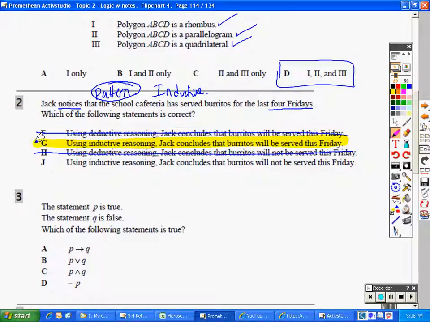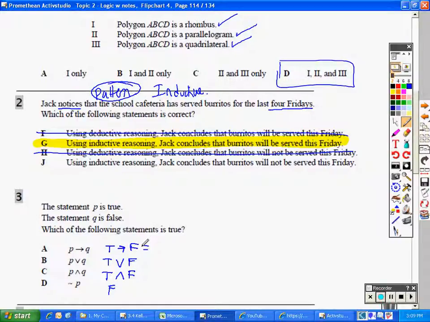All right, number 3. The statement P is true. The statement Q is false. Which of the following statements is true? So I'm just going to do these one at a time. P is true. Q is false. True, false, and the opposite of true is false. We want to know which one of these is true, so let's look.